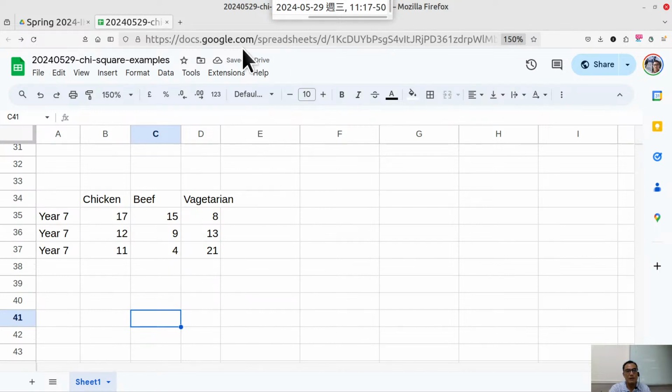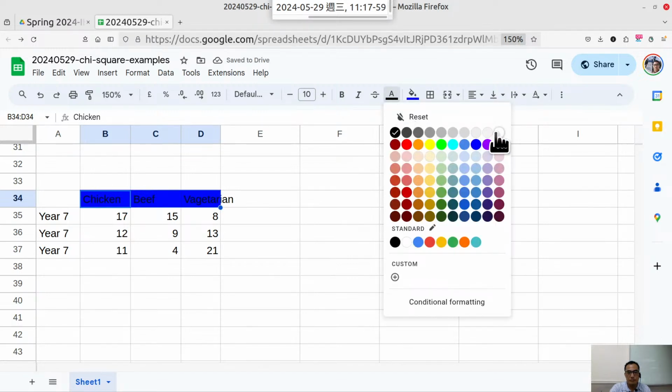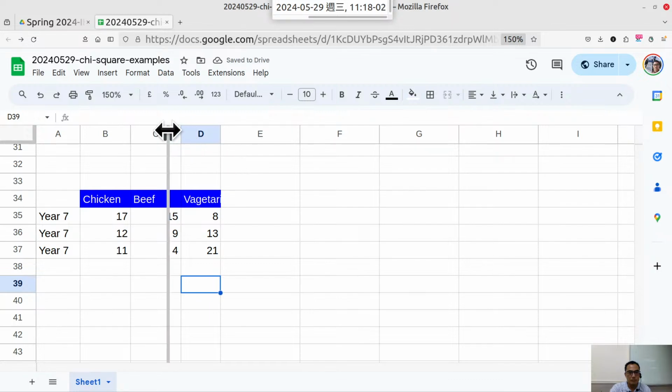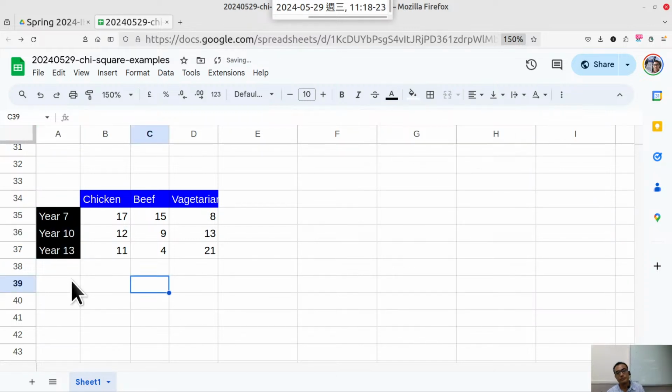Like this, the same file. Get it? Then you can have a sum, type the sum here.